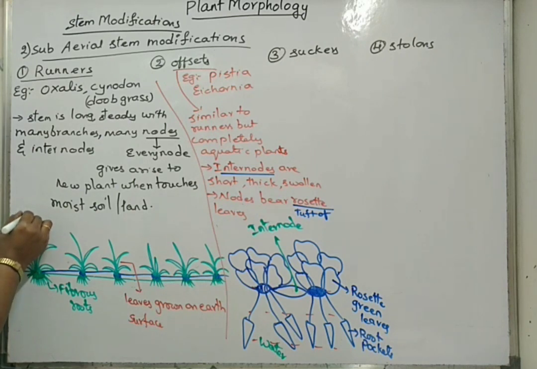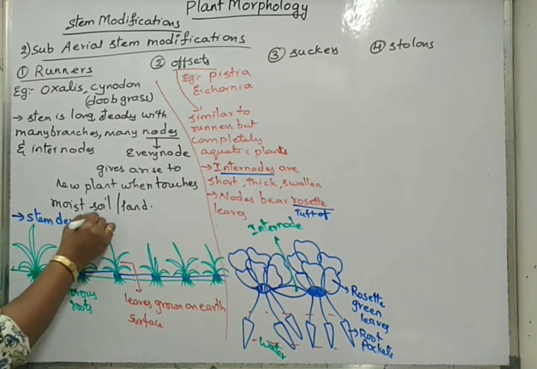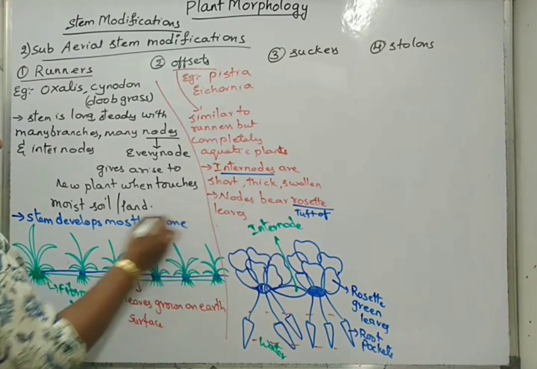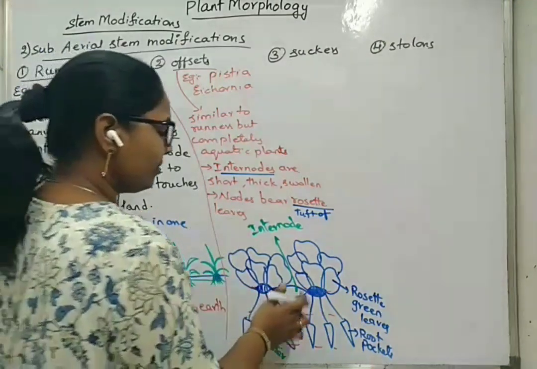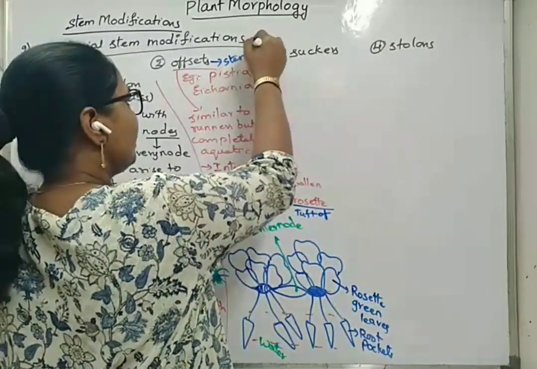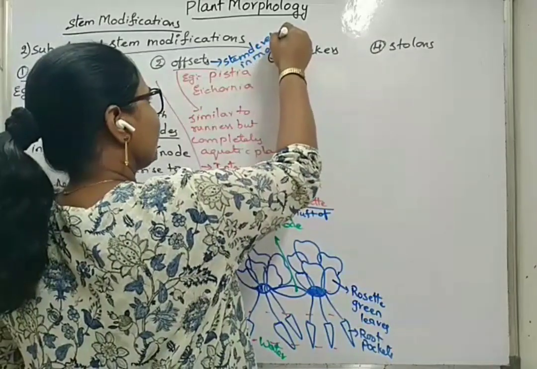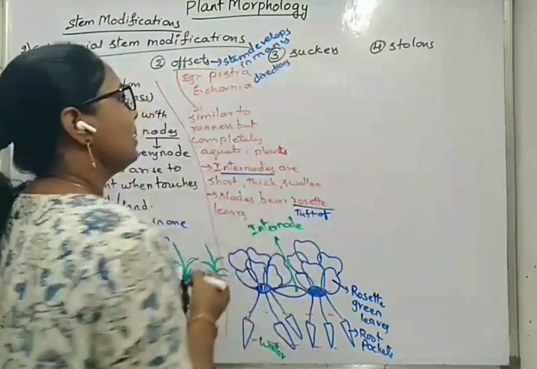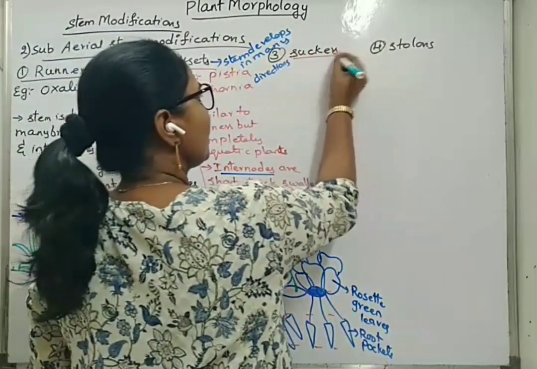We will write here one more point. Here in runners the stem develops mostly in one direction, but in case of offsets, the stem develops in many directions. In many directions.